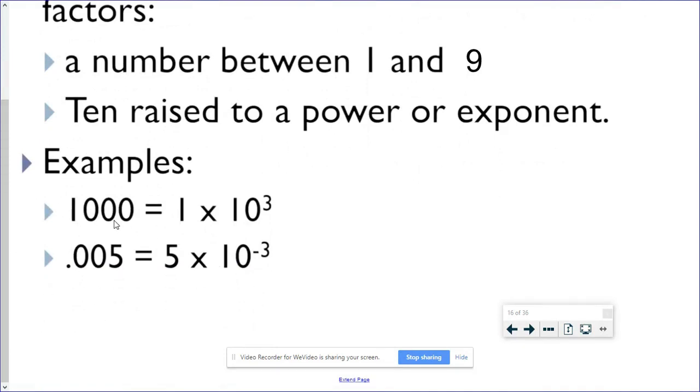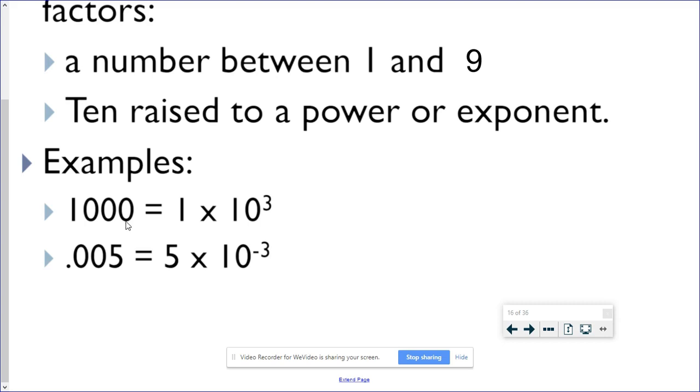Here we have the number 1,000. What you're doing is trying to get a number alone by itself that is between 1 and 9. Right now, we would assume that our decimal point, since it isn't written in for us, is right here. You need to count how many times you need to move that decimal point to get the number between 1 and 9. And then you need to count how many spaces you move and know which direction you're going.